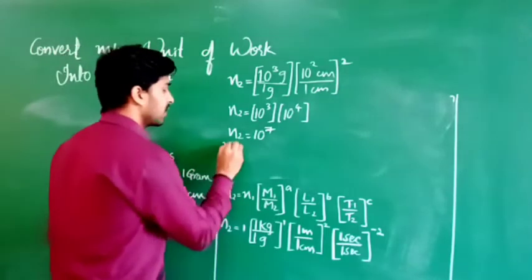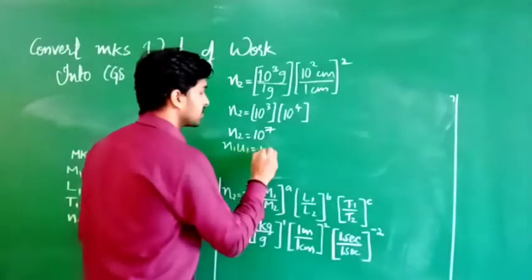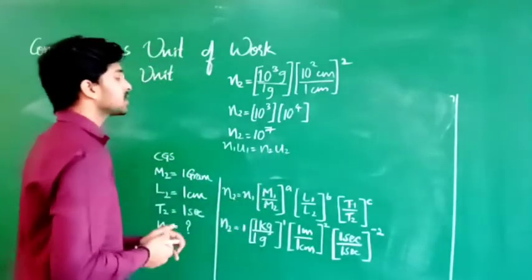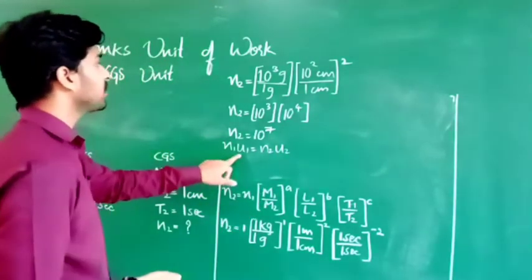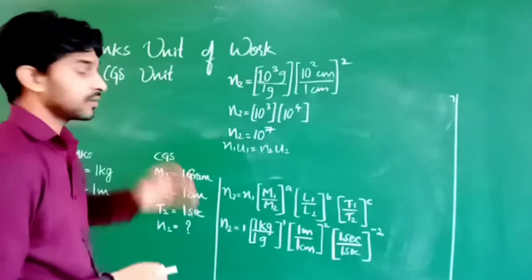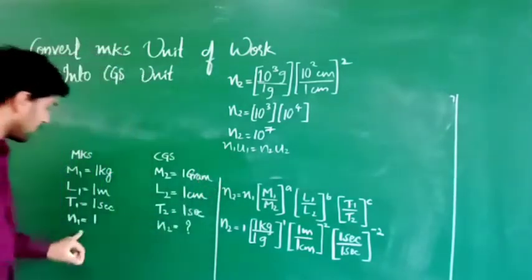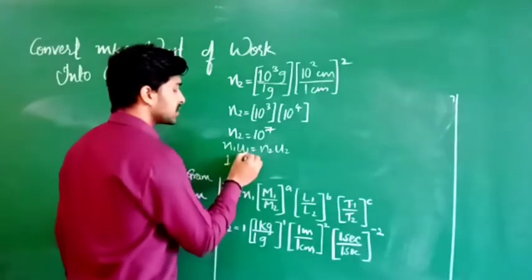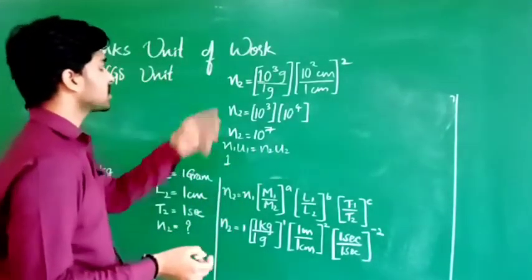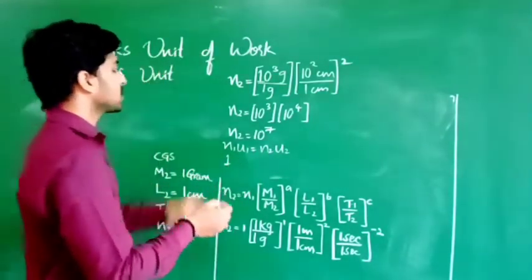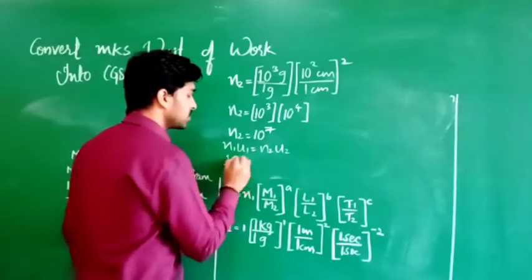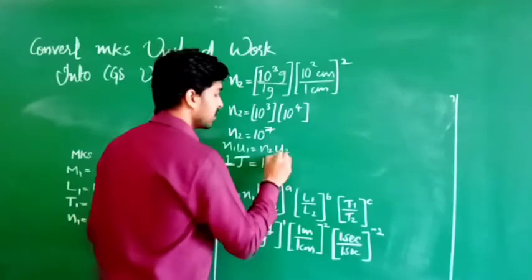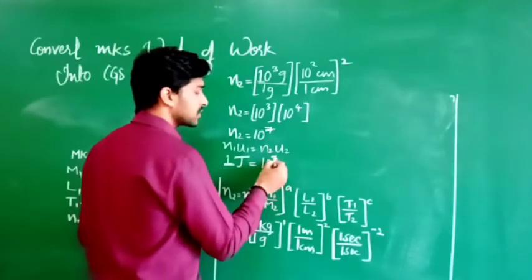Clear? N1 U1 is equal to N2 U2. U2 means in second system what is our unit, U1 means in first system what is our unit. Okay, so N1 value is 1, that's why 1 unit in first case, that means in MKS system, MKS unit of work is nothing but joule. So 1 joule is equal to N2 value, how much we got? 10 to the power of 7. So 1 joule is equal to 10 to the power of 7.